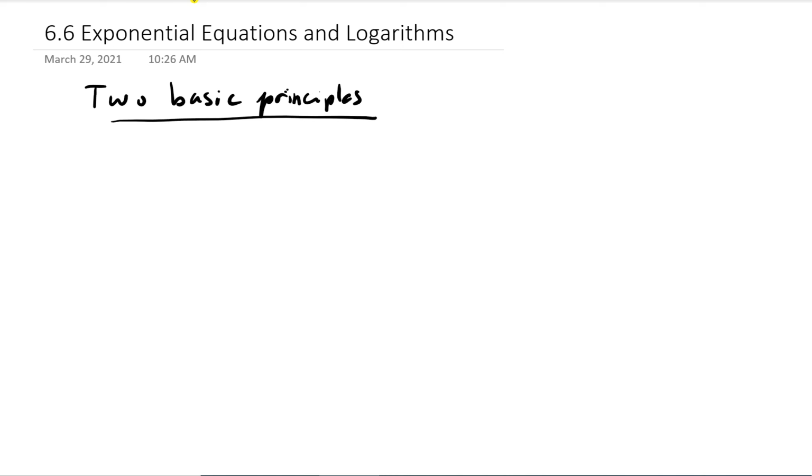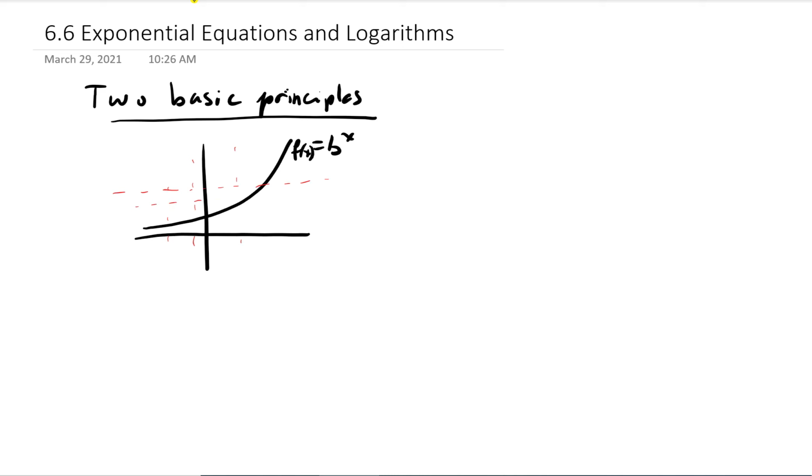Principle number one is that if you've got an exponential function, so let's say I draw one where b is positive, okay? So maybe I should write f of x, just to highlight that this is a function of x. It's a one-to-one function. Why is it one-to-one again? Well, it's a function, obviously, because it satisfies the vertical line test everywhere, right? But it's a one-to-one function because it satisfies the horizontal line test as well. So for a given y, there's a unique x such that (x, y) is a point on the curve.